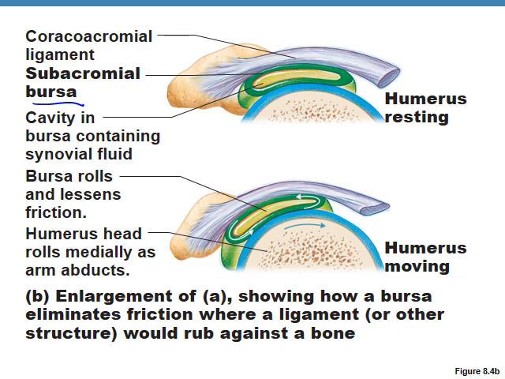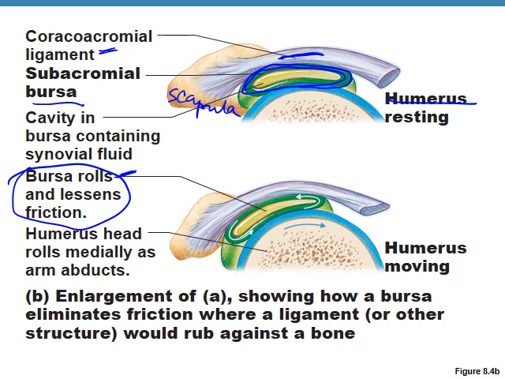Here's a bursa. This is between the scapula and the humerus. And you can see it is a flattened sac. And what the bursa is going to do is it's going to roll, and it's going to lessen the friction between the scapula and the humerus, specifically at this ligament. You can see how the ligament sits directly on top of the bursa. So it kind of aids in movement.